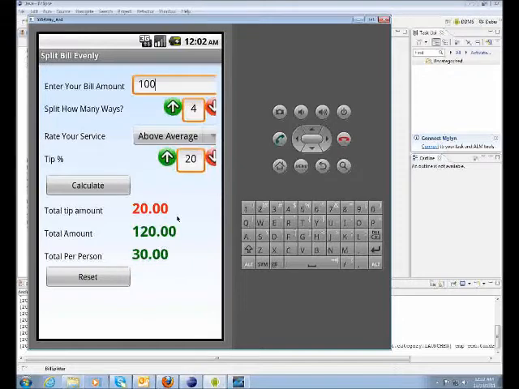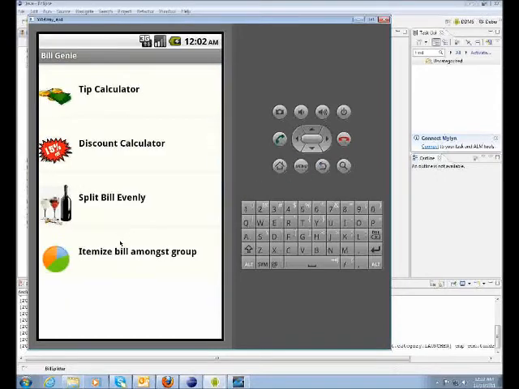This one we did not take into account any coupons or discounts. This is just a straight bill split. Obviously your reset button will reset everything for you. So that's splitting a bill evenly. Let's take it one step further here and itemize a bill. Now this is something that, even though there are tip calculators out there and there are bill splitters out there, I have not found one that allows you to itemize a bill among a group.